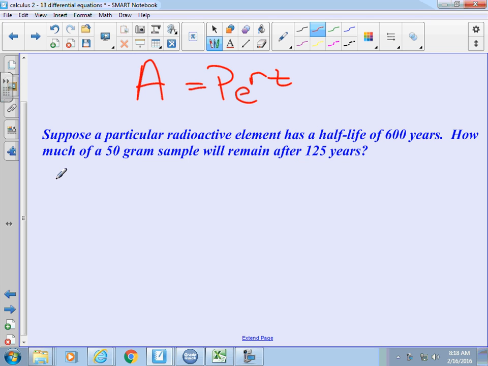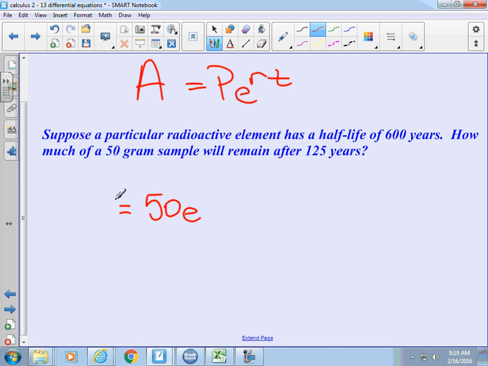And we use that because in the real world, interest doesn't stop and compound once a month or once a year. It's continuously compounded. So an element, its decay is continuous. So how we work a half-life problem, it's been a while. Suppose a particular radioactive element has a half-life of 600 years. How much of a 50-gram sample will remain after 125 years?